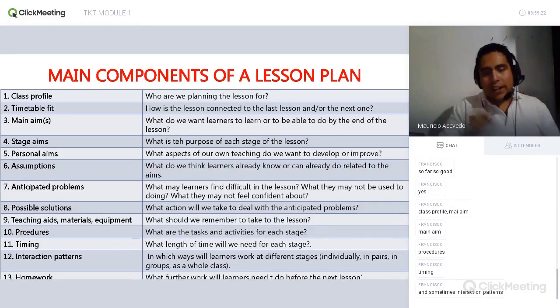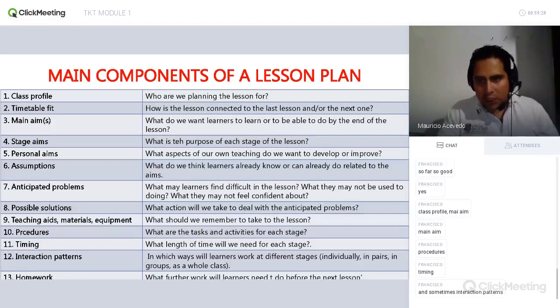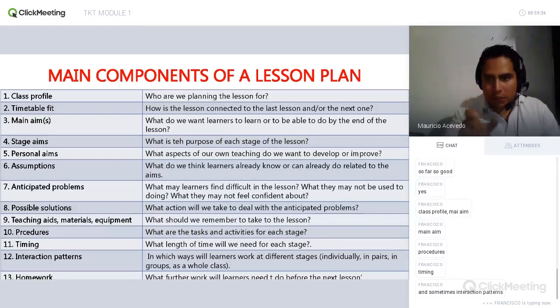I don't specify, I mean, in my lesson planning, I don't have a specific chart, let's say, for interaction patterns, but I specify it in the activities. They are going to work in pairs, in groups. But I don't have a specific line for interaction patterns. What else, Francisco? That's it.